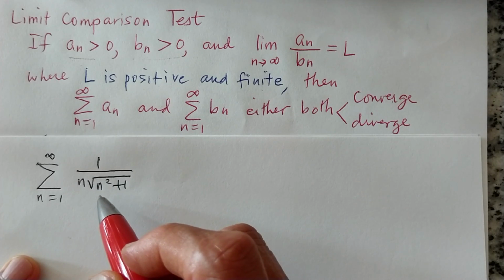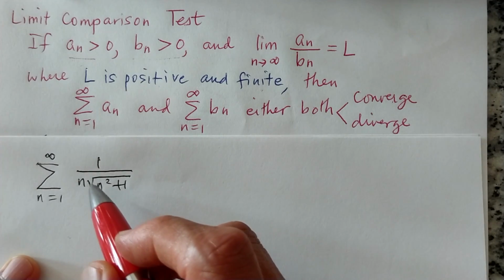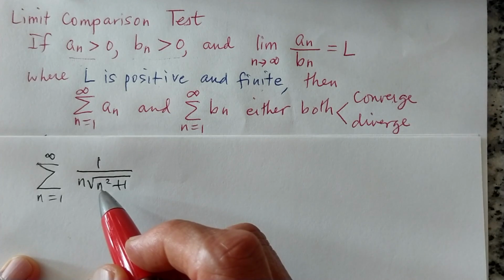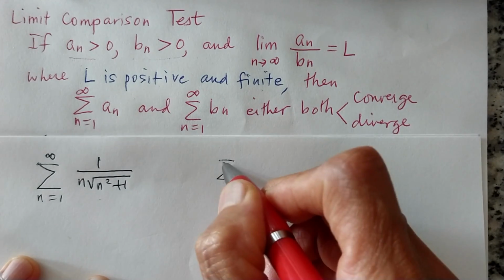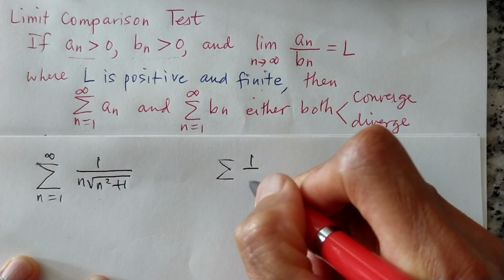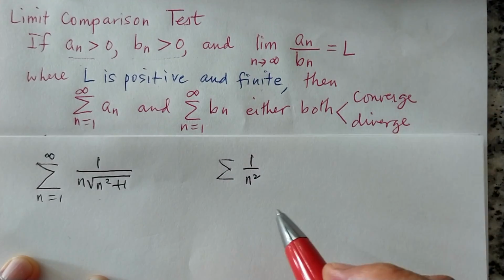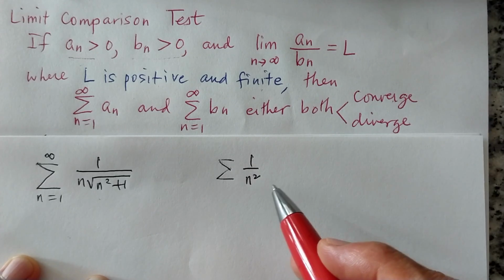Now, how will I find the series that I will compare with this? Well, I notice that the square root of n squared is also n. So I'm going to compare this with the p-series 1 over n squared. And we know that this p-series is a convergent p-series.